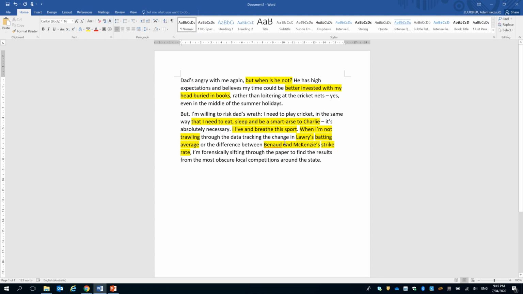Okay, so in that little passage there, there is some very specific cricket terminology and register that is reflecting his obsession with the sport, and also a couple of allusions to cricket players from that time period in which the novel is set. I'm forensically sifting through, so forensically again reflecting his wide vocabulary, the paper to find the results from the most obscure local competitions around the state. So he's reflecting upon how important this game is to him and what he's willing to put up with, including his father's anger and the bullying from the local cricket team, in order to be able to practice his obsession.